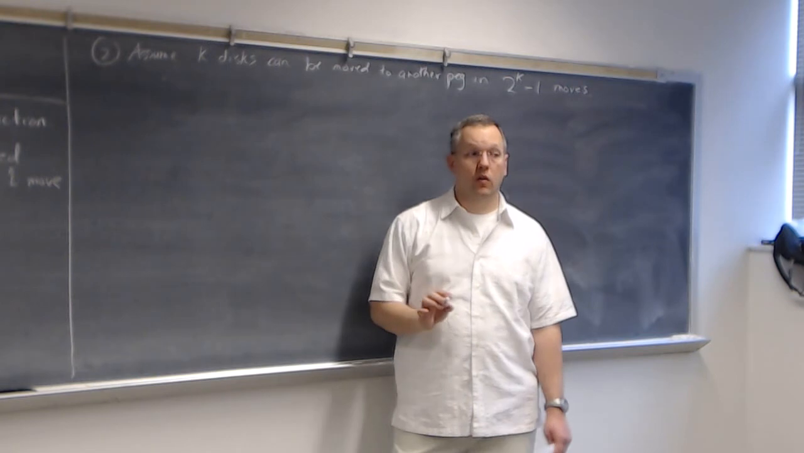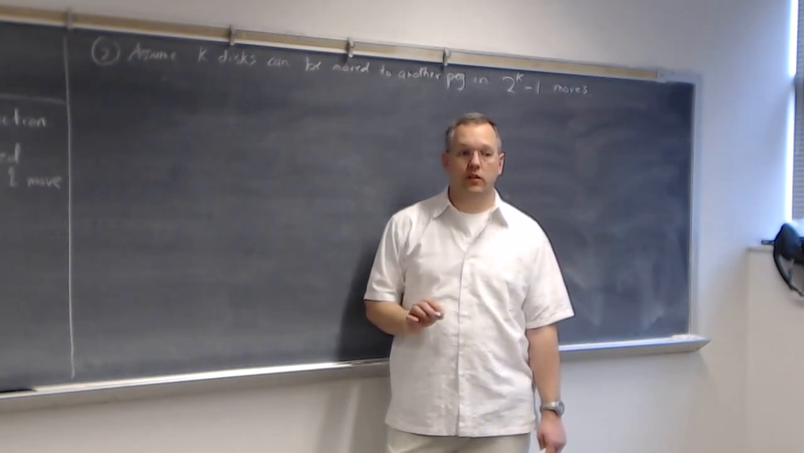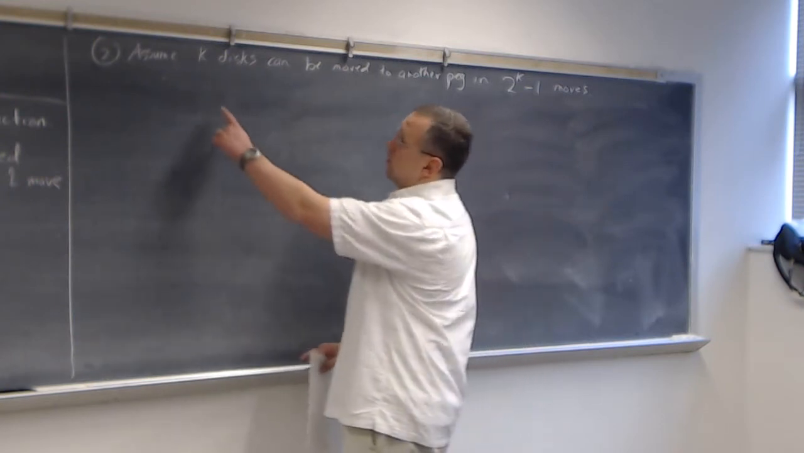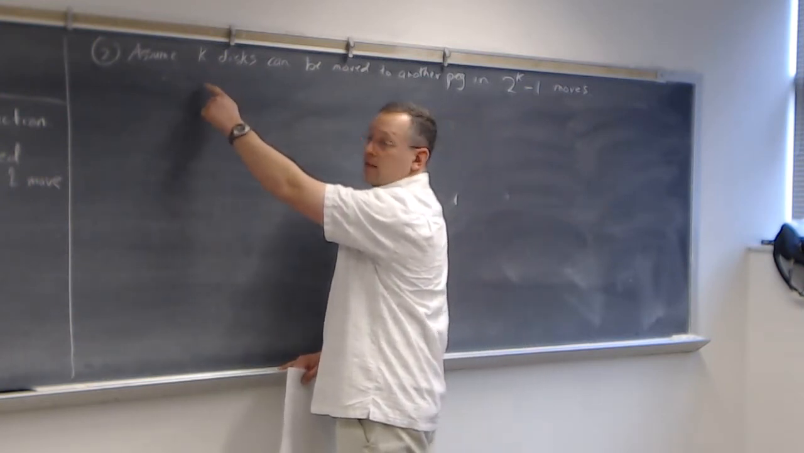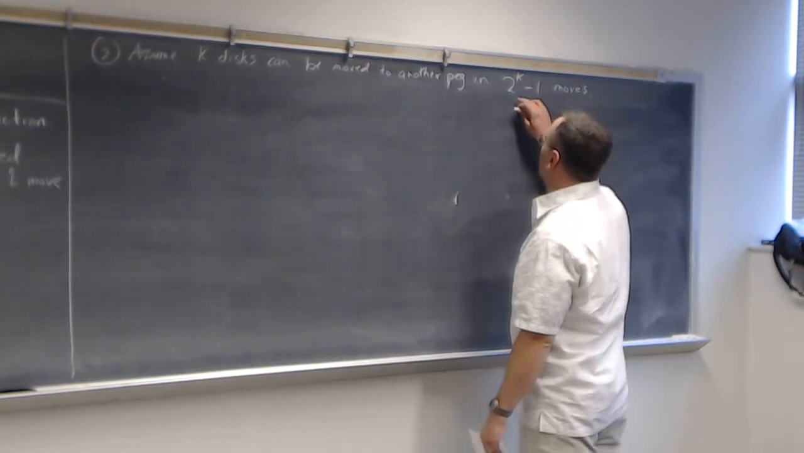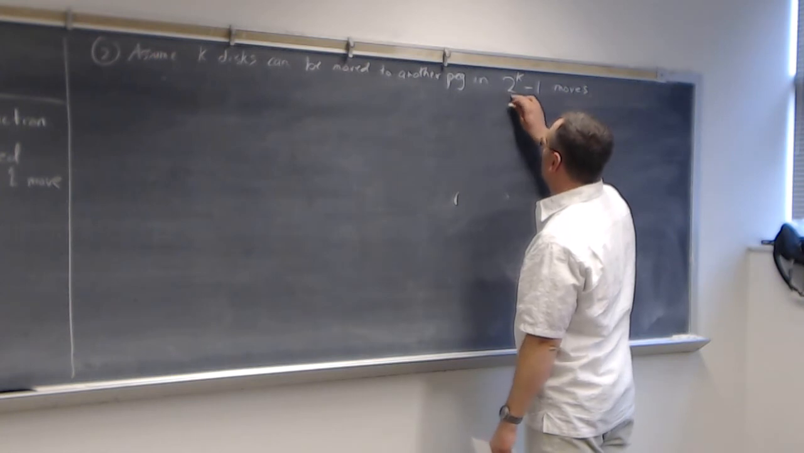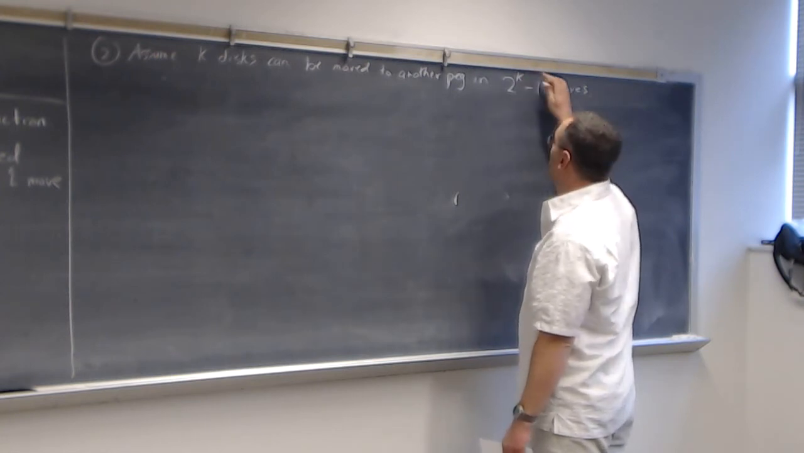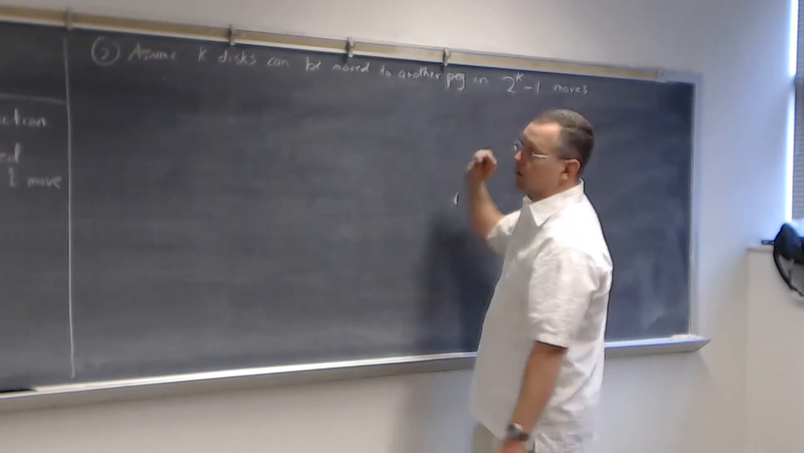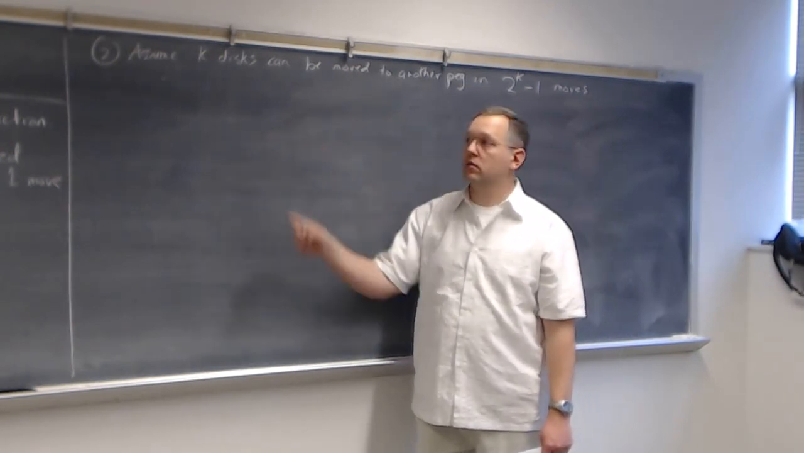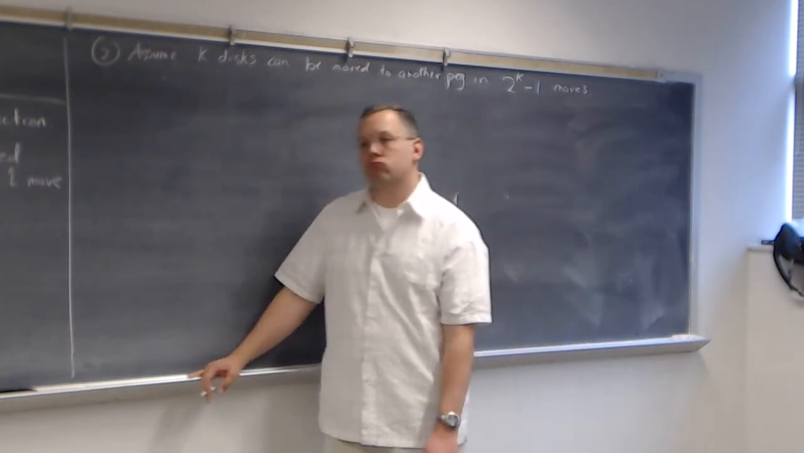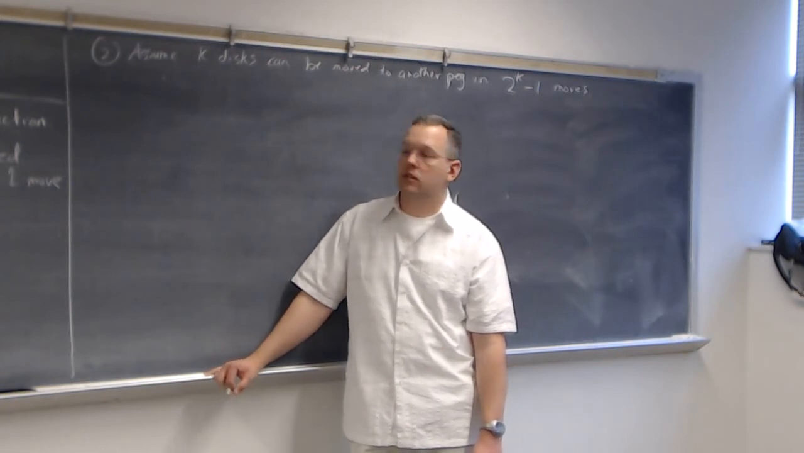So what do we need to show? Keep in mind what we need to show for this inductive step. We need to show that for k plus 1 disks, we can move them in 2 to the k plus 1 minus 1 moves. And we're only going to use this assumption right here, this inductive hypothesis. Okay. So, how do we go about proving such a thing?